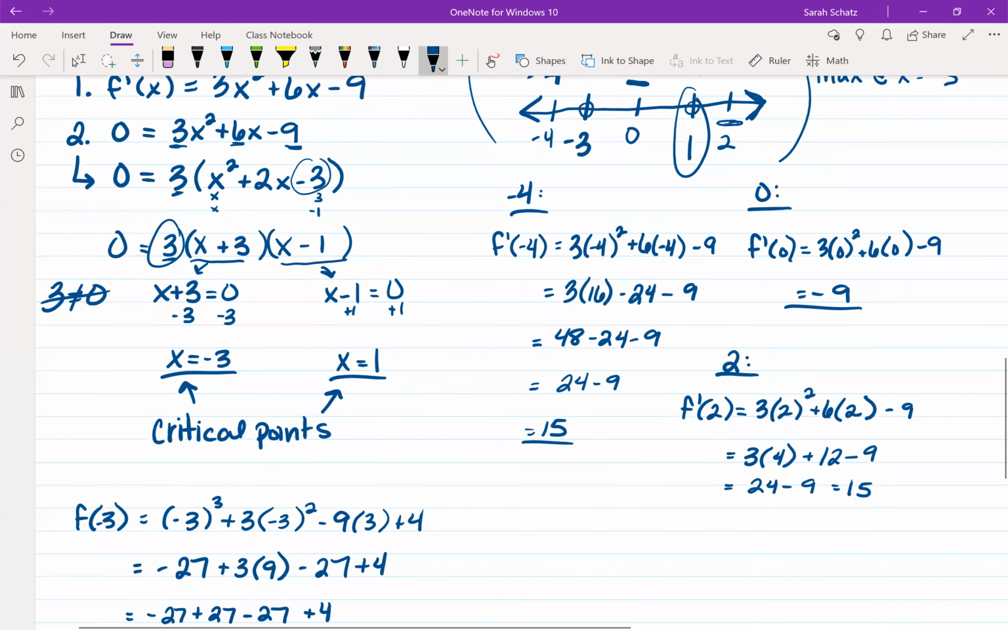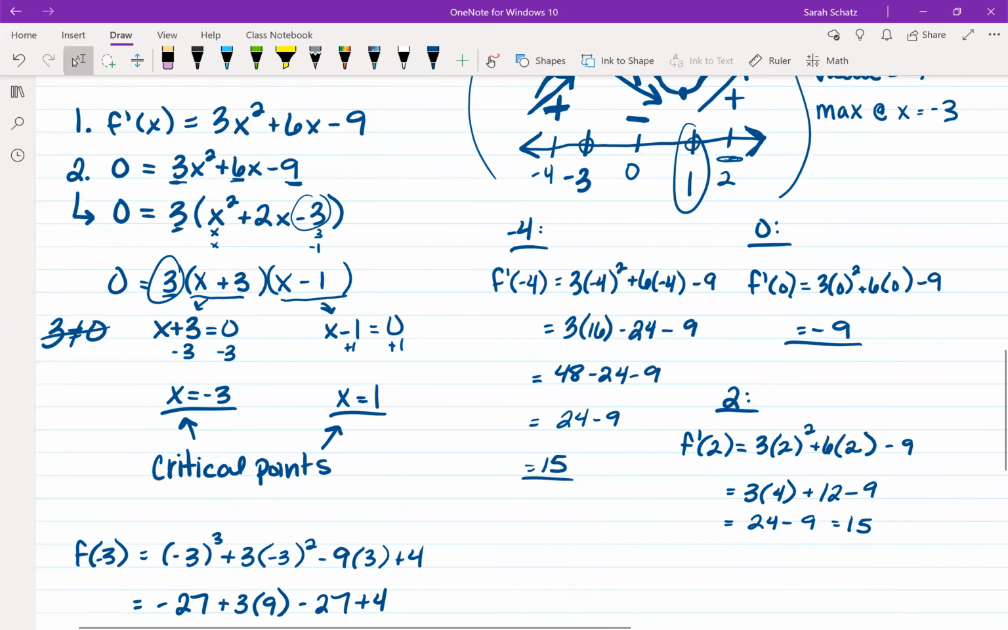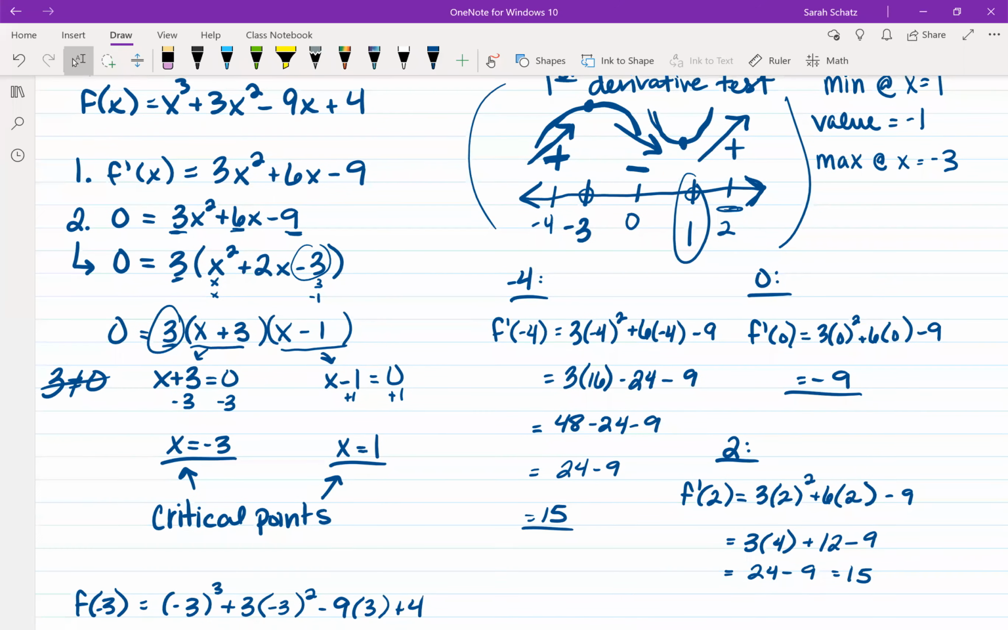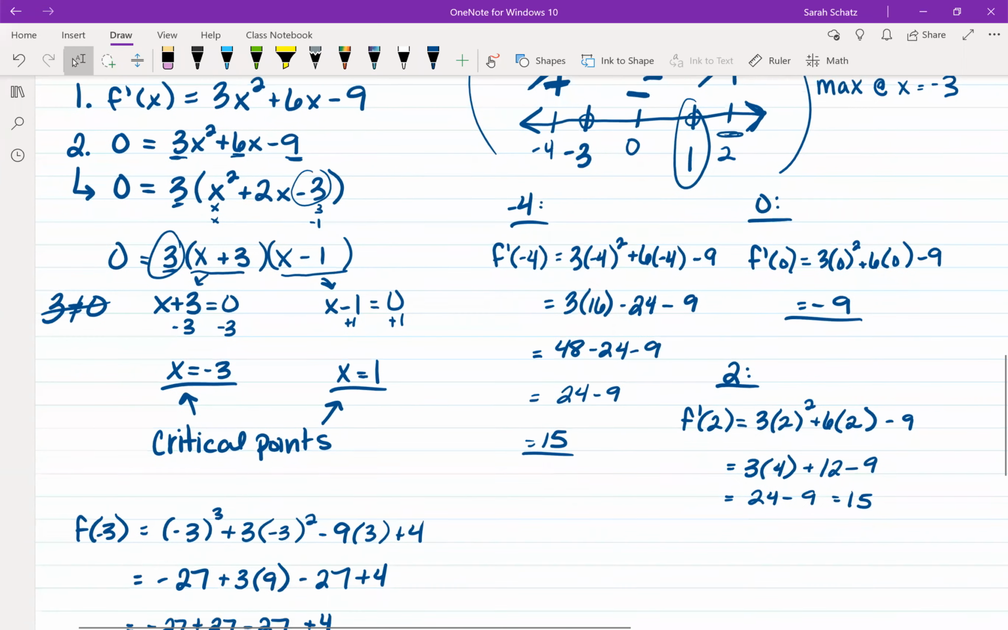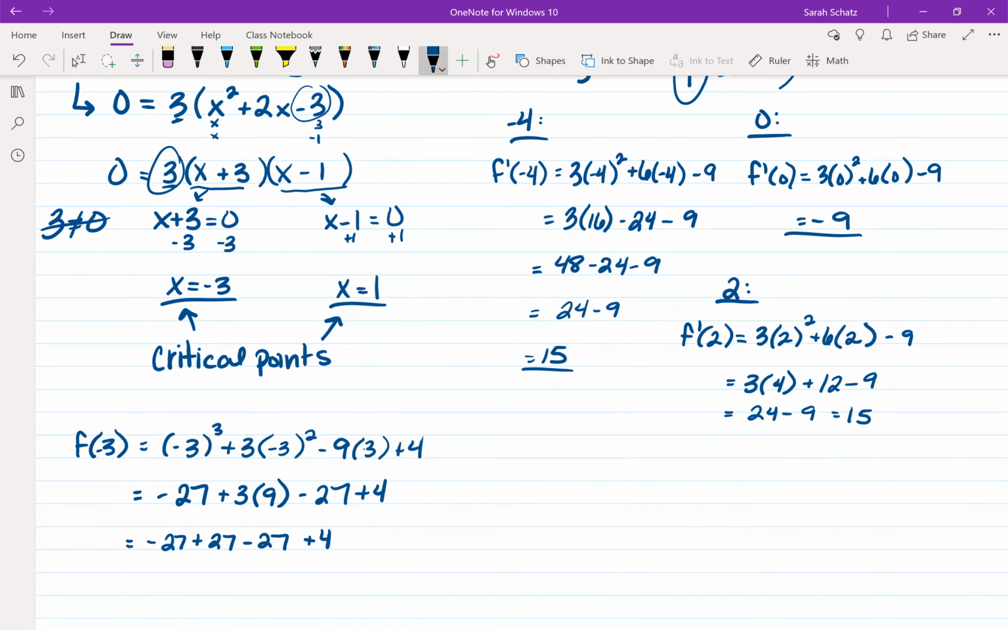Let's see. Did I put that in there correctly? Let's make sure. There's a lot of negatives and stuff going on. I think it looks fine. 3 times negative 3 squared minus 9 times negative 3. I didn't do something correctly, guys. This should be a negative. I felt like I was missing a negative or a plus or something somewhere. There it is. And yes, you guys found it for me.